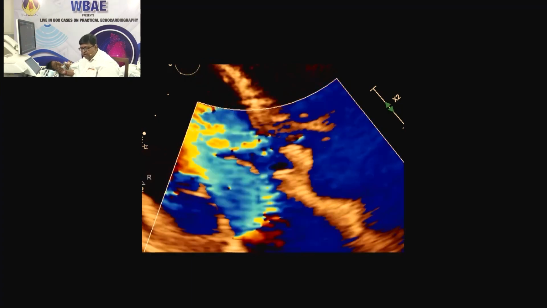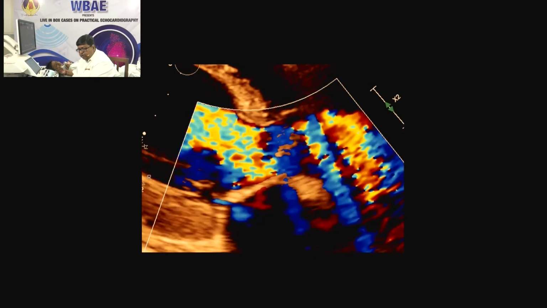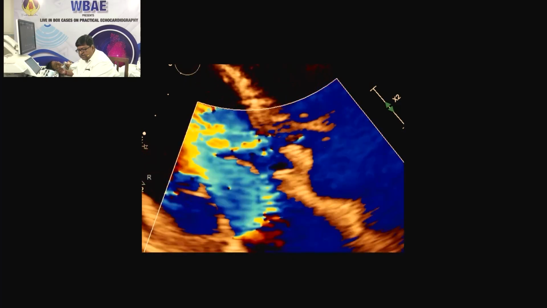So here again, this is a thickened valve with severe aortic regurgitation, and here we are seeing that the LV cavity is dilated. Actually, it was a previously diseased valve, with superadded infection of infective endocarditis.